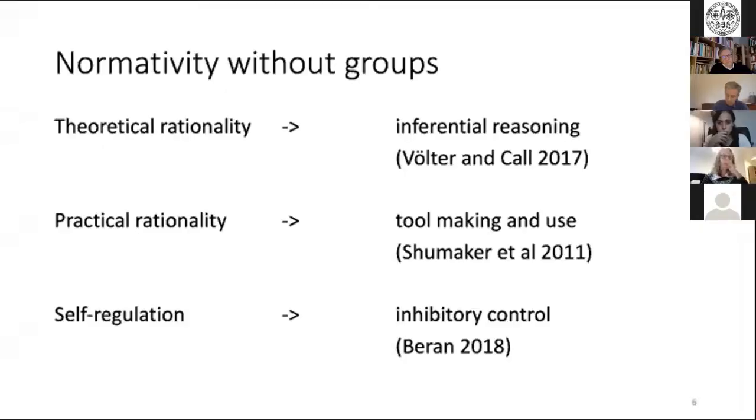So normativity without groups at this individual level, I think we can fairly easily identify 3 different ways in which you can have normativity all by yourself, in a sense.